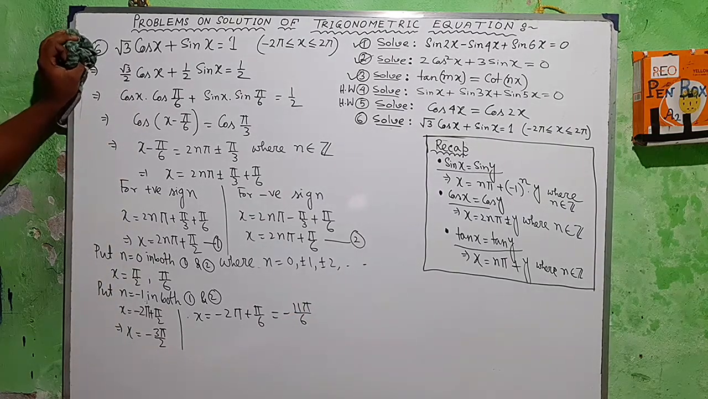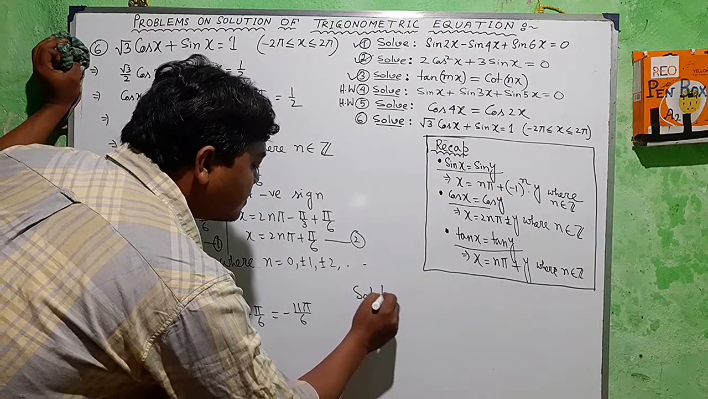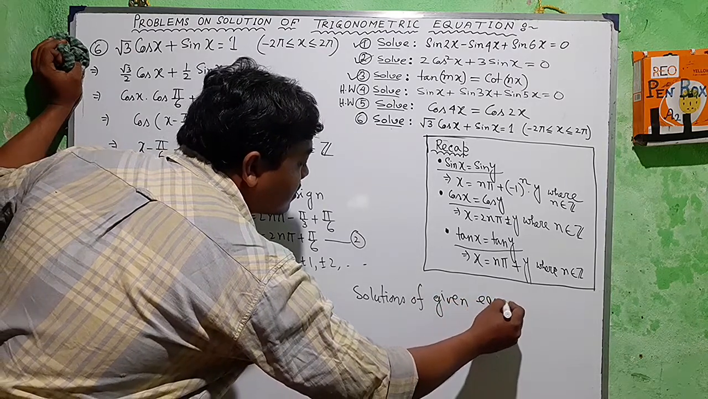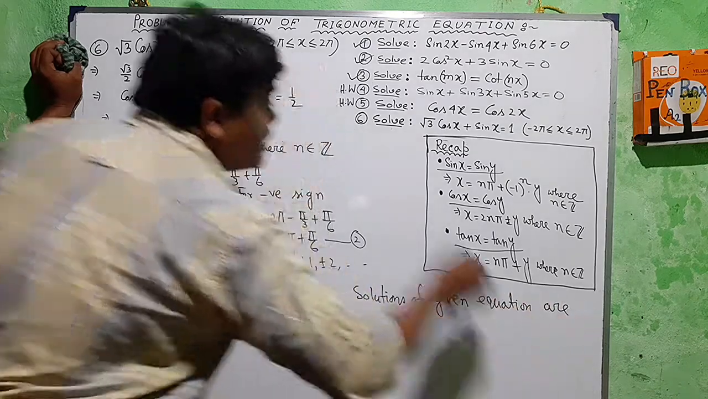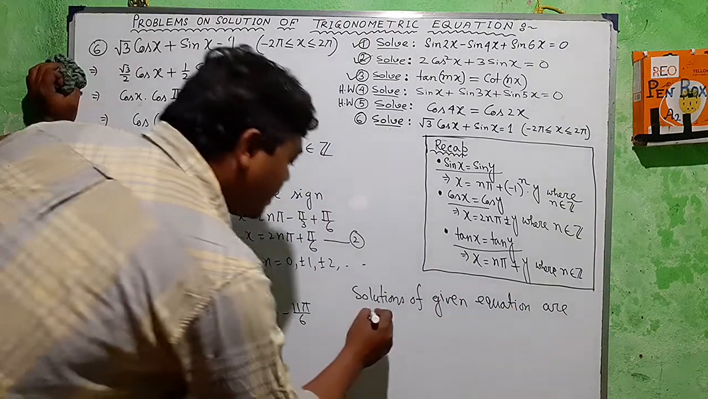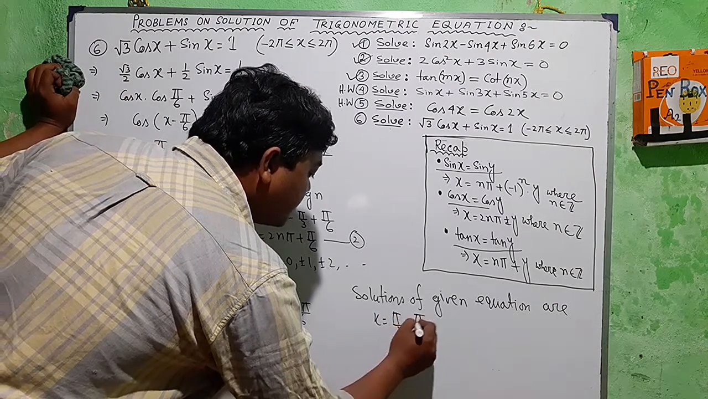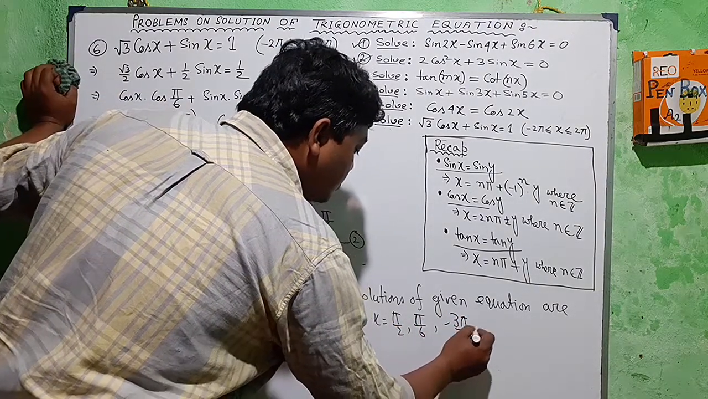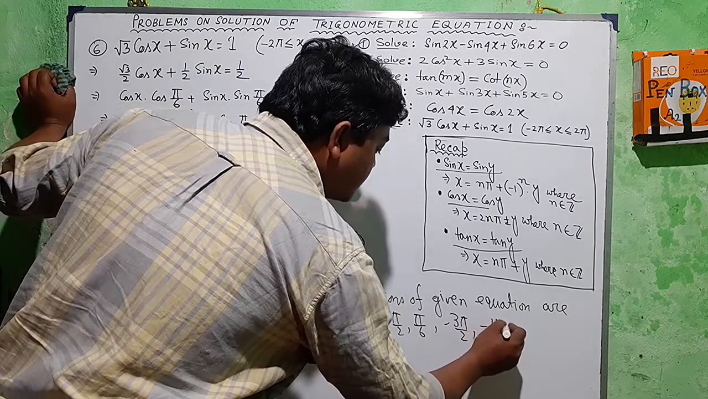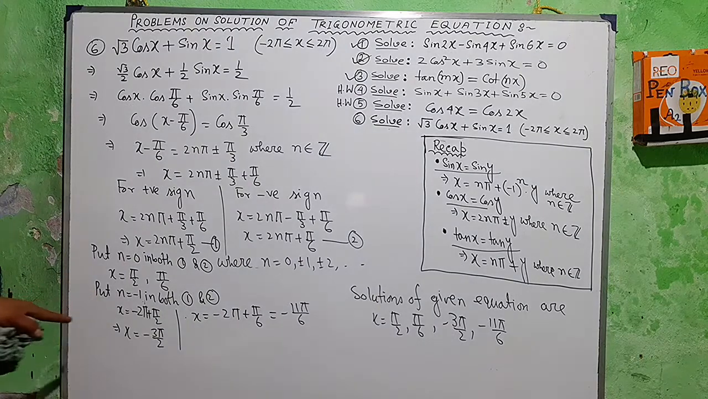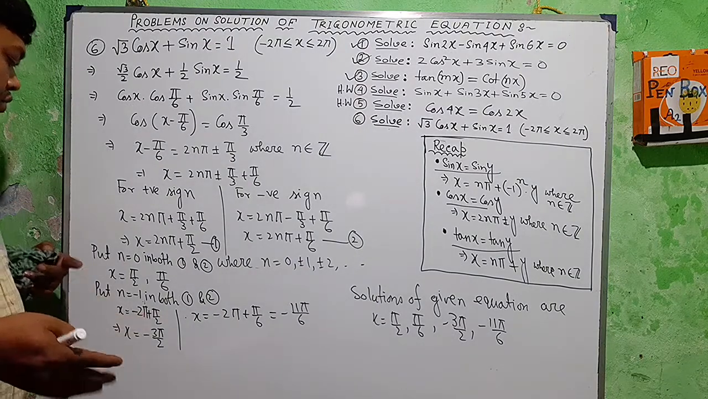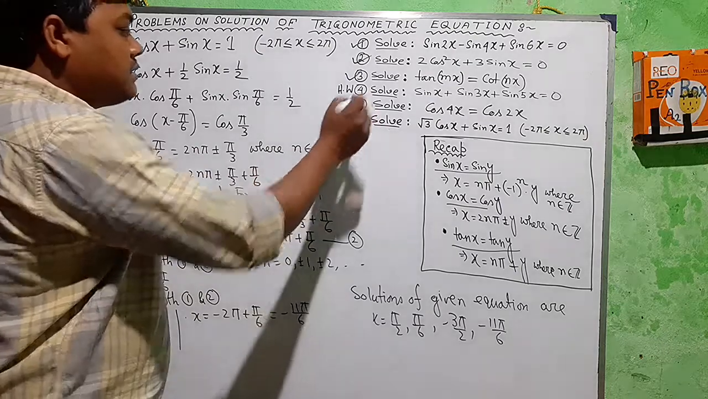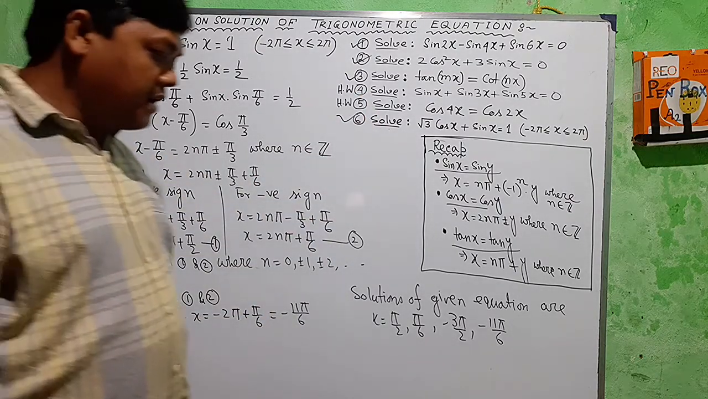Okay, so the solutions of the given equation in the interval minus 2 pi to 2 pi are x equals to pi by 2, minus pi by 6, minus 3 pi by 2, and minus 11 pi by 6. If I put n equals to 3, it exceeds more. If I put 2, this exceeds. So the solutions of this equation, problem number 6, are pi by 2, minus pi by 6, minus 3 pi by 2, minus 11 pi by 6.